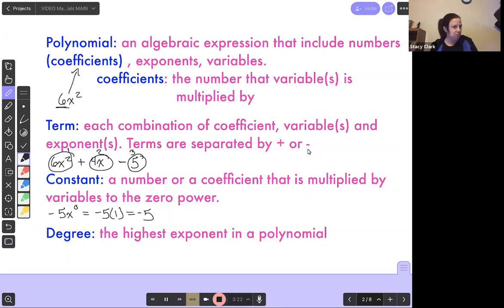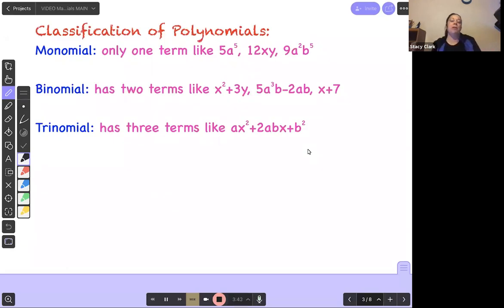Last word on this list of math words to learn is degree. And the degree is the highest exponent in the polynomial. So as we look at all the different terms, we want to look at the exponent of the variable, whichever one is biggest is going to be the degree of the polynomial. All right, so that being said, we're going to talk about the classifications of polynomials, and then we're going to actually look at using polynomials and evaluating them and going in a little bit further.